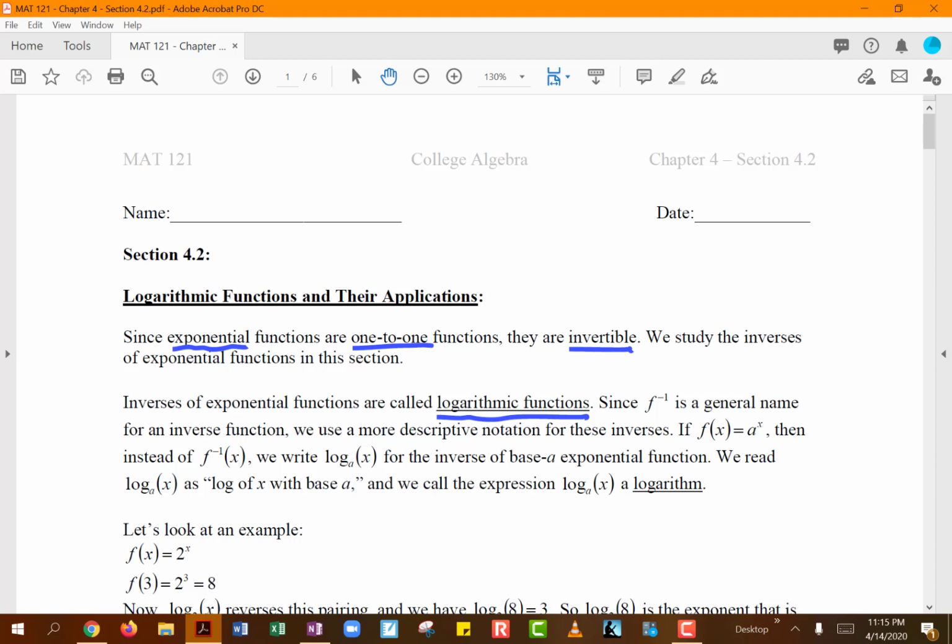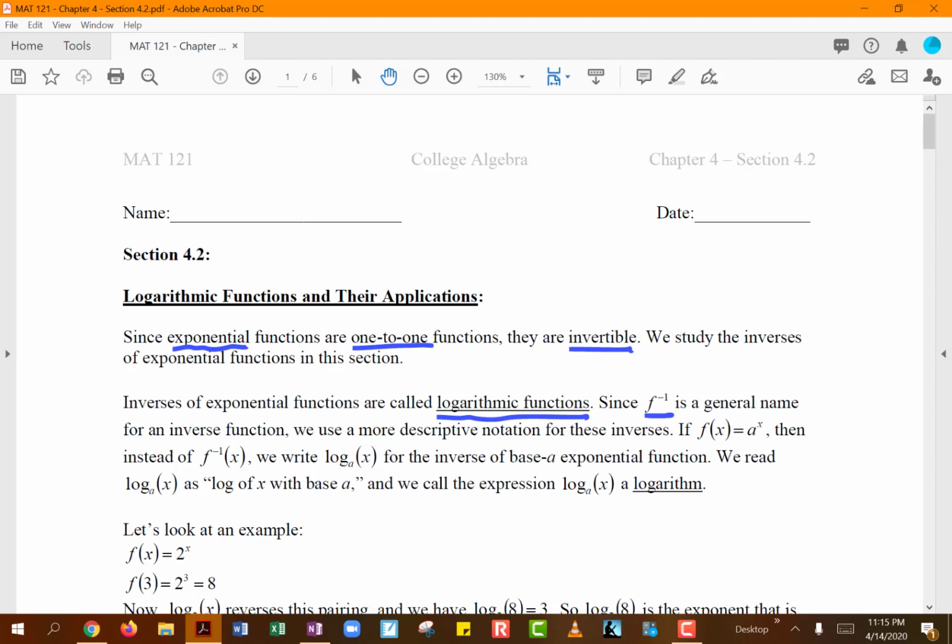Now, normally, when we talked about inverses in section 2.5, we had used this notation, f inverse, as the notation for our inverse functions. But in this case, we are actually going to use the logarithm notation instead of the inverse notation when we talk about the log functions.